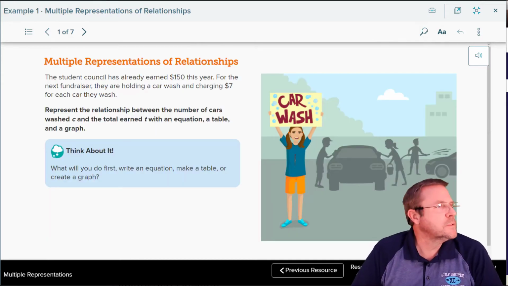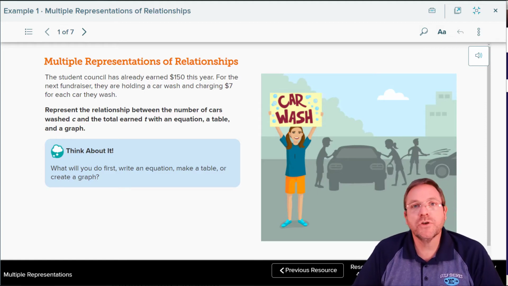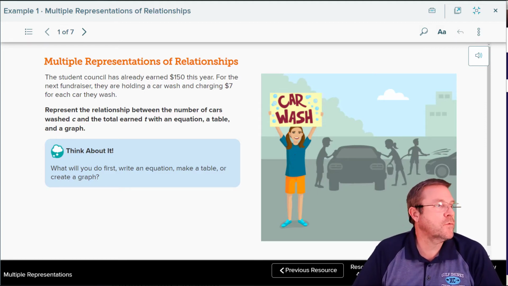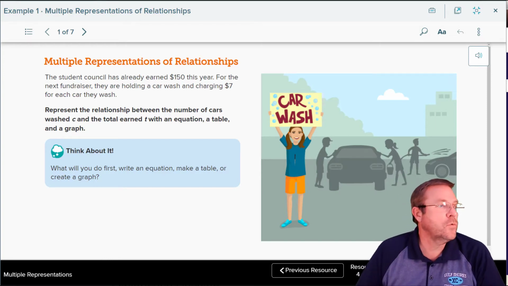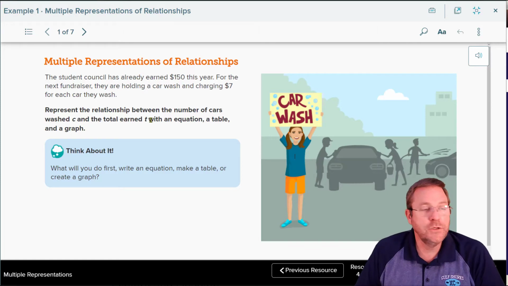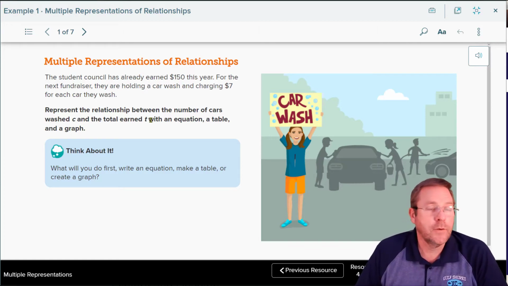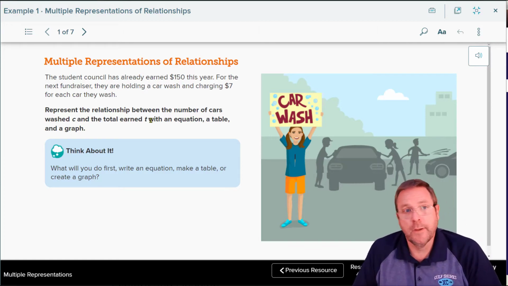Example 1 says that the student council has already earned $150 this year. For the next fundraiser, they are holding a car wash and charging $7 for every car that they wash. Represent the relationship between the number of cars washed, C, and the total earned, T, with an equation, a table, and a graph. So they want it 3 different ways.